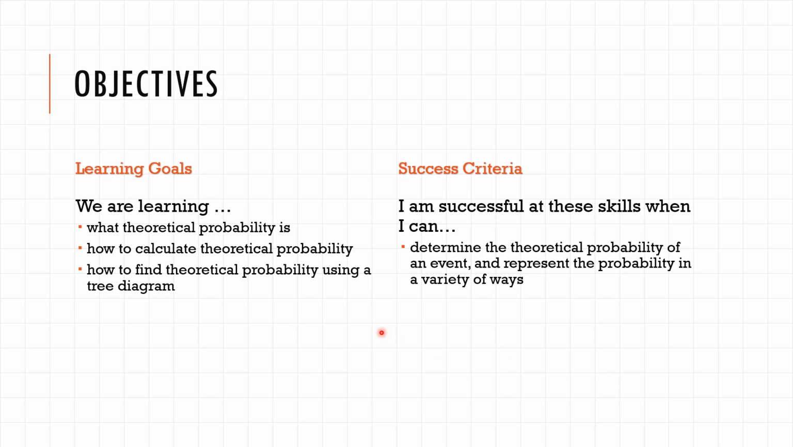So in this lesson, we're learning what something called theoretical probability is. We're learning how to calculate it, and we're learning how to find it using something called a tree diagram. And you're successful when you can determine the theoretical probability of an event, and when you can represent that probability in a variety of ways.